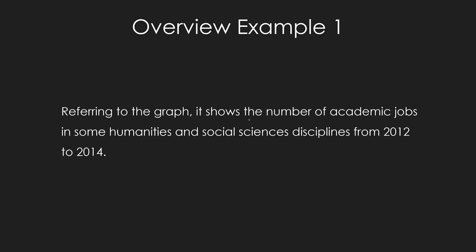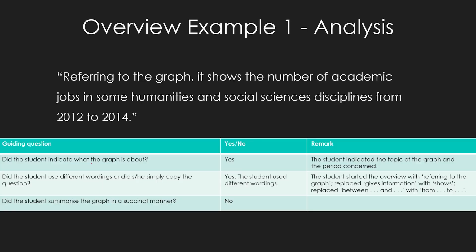Referring to the graph, it shows the number of academic jobs in some humanities and social sciences disciplines from 2012 to 2014. So now, let's look at a quick analysis of this overview, if what's being presented here does make sense. So, with this overview, first of all, let's see, did the student indicate what the graph is about? Yes, they did.